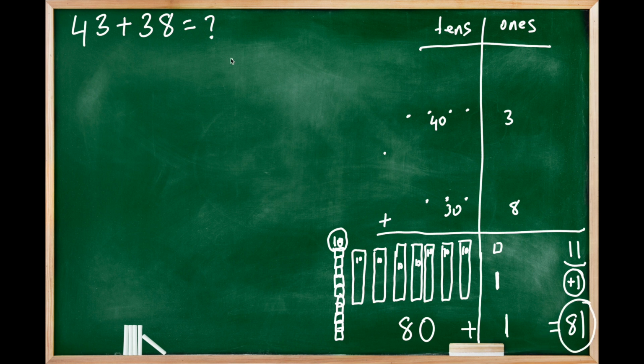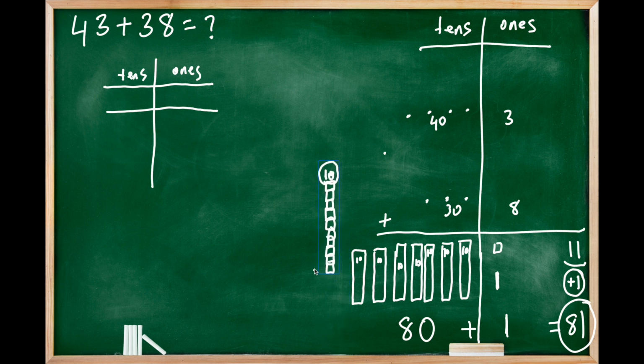So let's apply this to the standard algorithm. In the standard algorithm, we do a very similar operation, but we use numbers instead of blocks. So I will create my place value. This is tens and this is ones. And I will leave 1 extra line for carryover. So this is called carryover from ones place to tens place. I will use this row for that purpose.